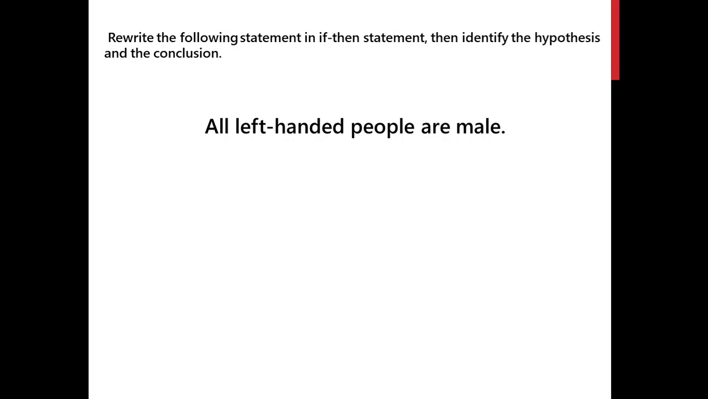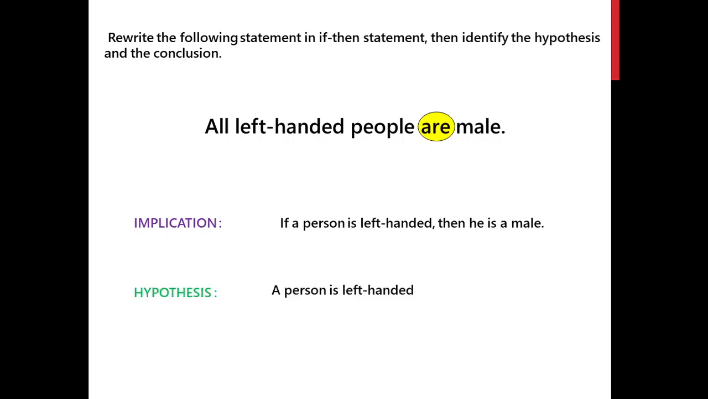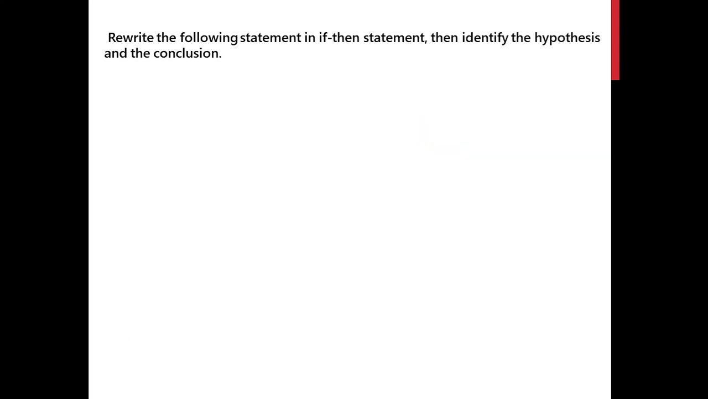Left-handed people are male. Again, let's identify our linking verb, which is are. Now from here, we can rewrite this statement into its if-then form as if a person is left-handed, then he is a male. Our hypothesis here is a person is left-handed, and our conclusion, he is a male.